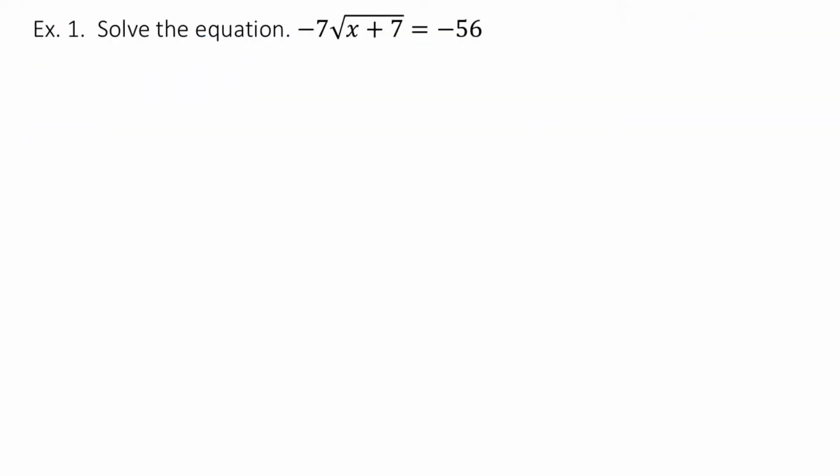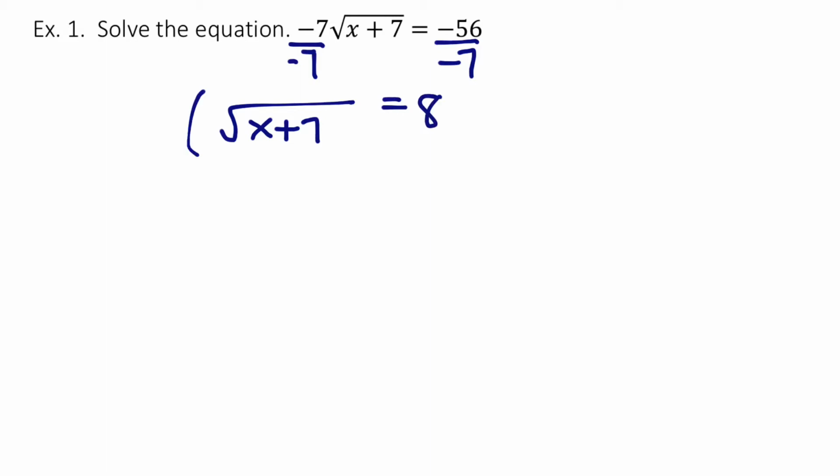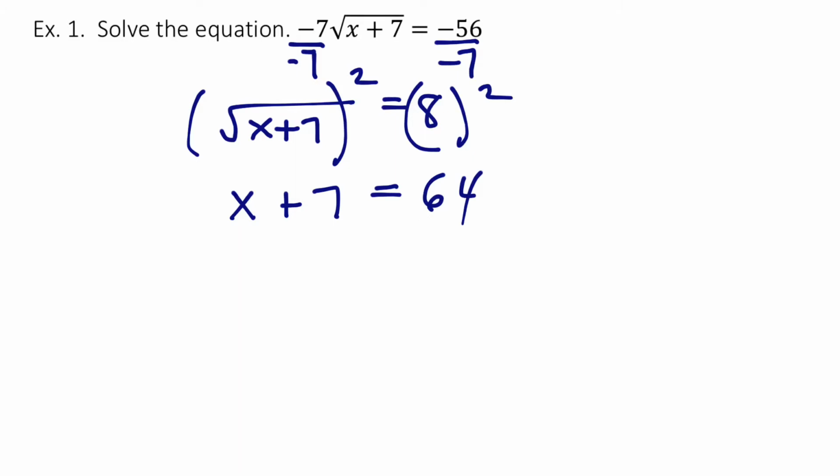So in this example, we're going to solve this equation. We want to isolate the radical first, so I would divide by -7. And that will give me the square root of x plus 7 is equal to 8. And then I would square both sides. And I'll get x plus 7 is equal to 64, so x is equal to 64 minus 7, which is 57.